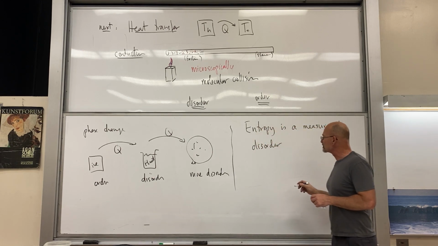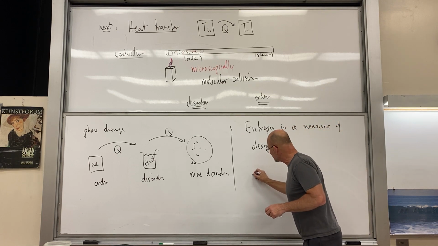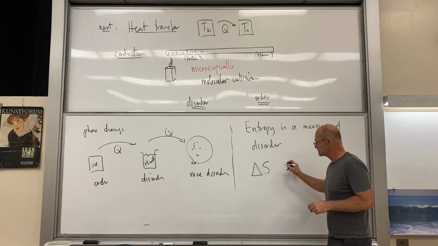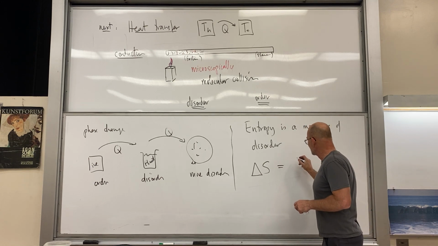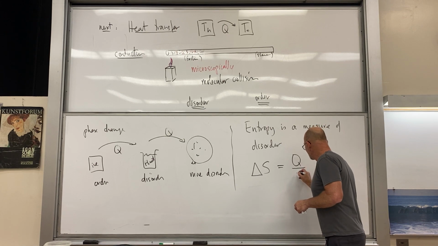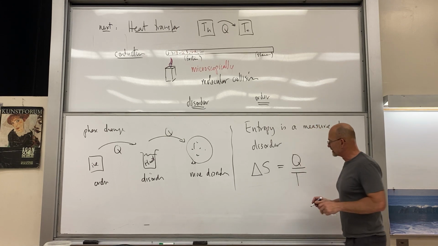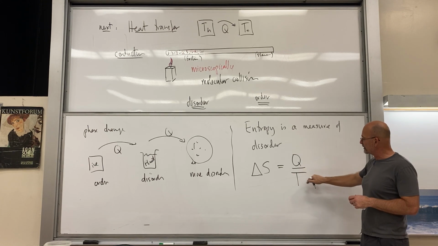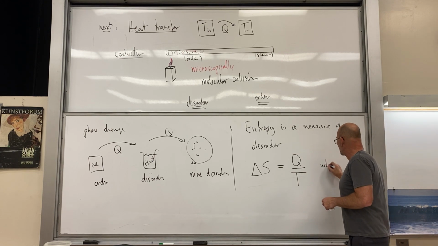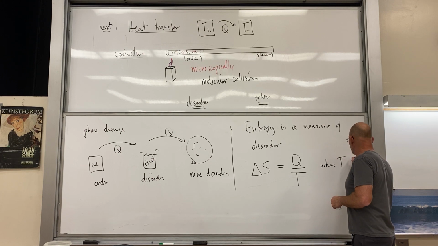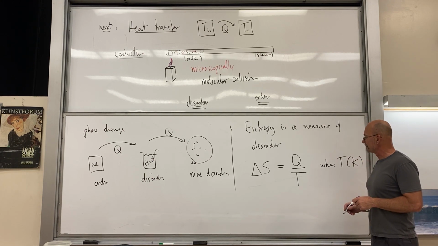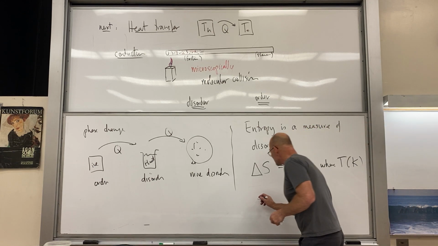And our expression for it, we're always going to use a delta for it, okay? Change of entropy. Our expression for that is a quantum of energy divided by a temperature. So the units are joules per Kelvin. This temperature has to be measured in Kelvin. And this is the change of entropy.